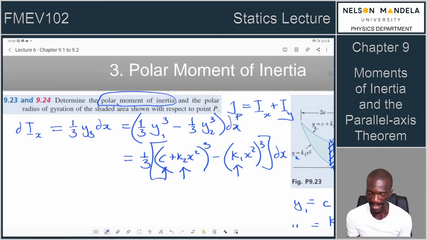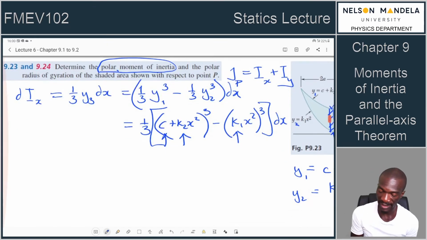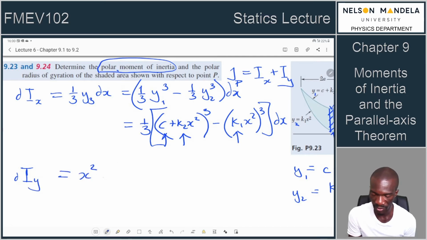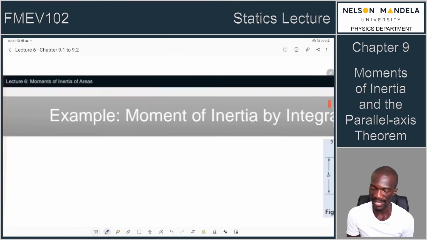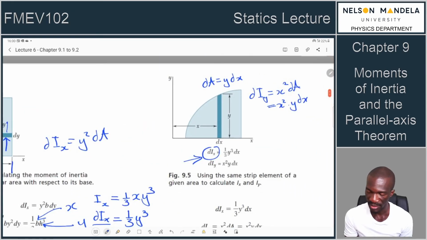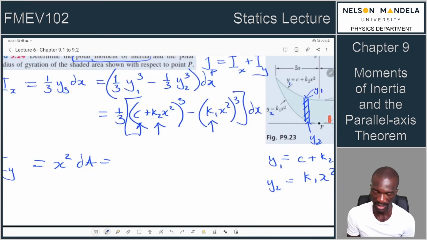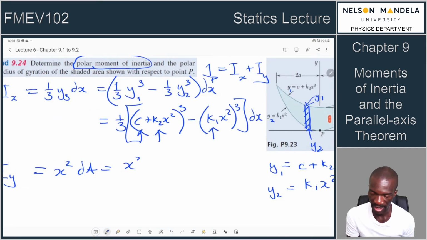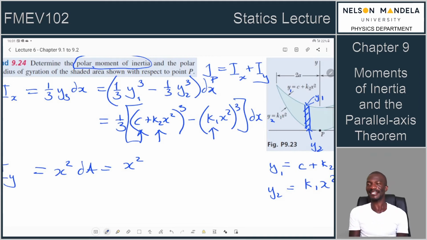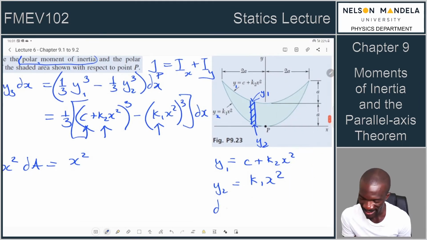When you found your Ix, the next thing is to find your Iy. So what is dIy? I think we've seen that dIy is simply equal to x squared dA, isn't it? x squared dA. You can just cross-check that here. x squared dA, yes. Our dA is the y dx. So this is now meaning that we've got an x squared, our dA is y dx. So what is y dx?